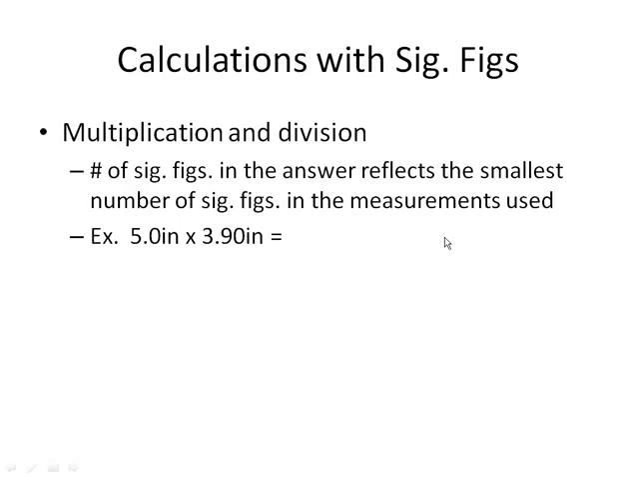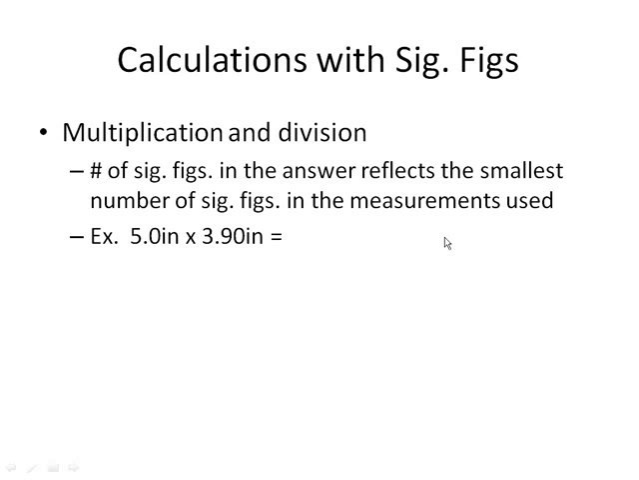When we do calculations with significant figures, there's a couple of rules you want to remember. One set of rules goes for multiplication and division, and one set of rules goes for addition and subtraction. So we're going to start with multiplication and division first. And the rule here is that the number of significant figures in the answer should reflect the smallest number of significant figures in the measurements that you used.